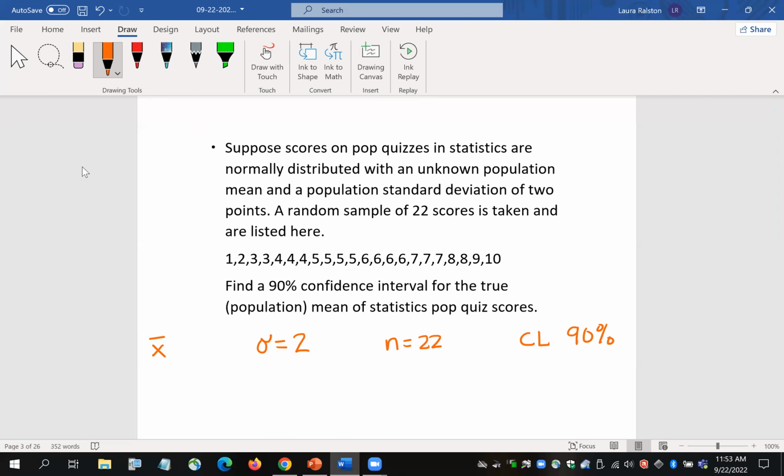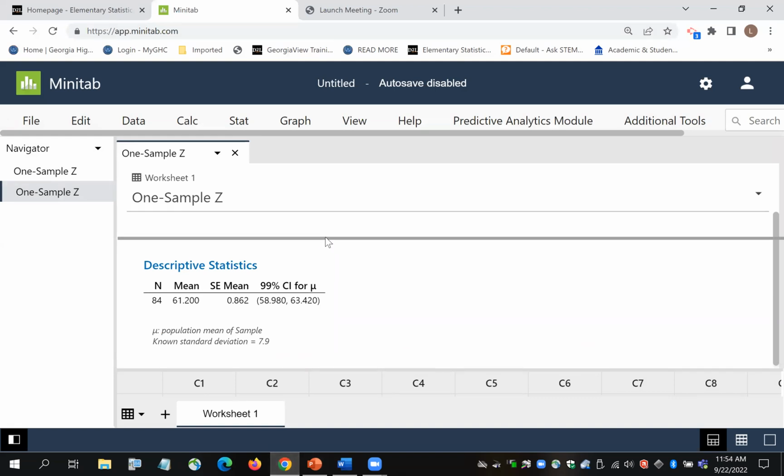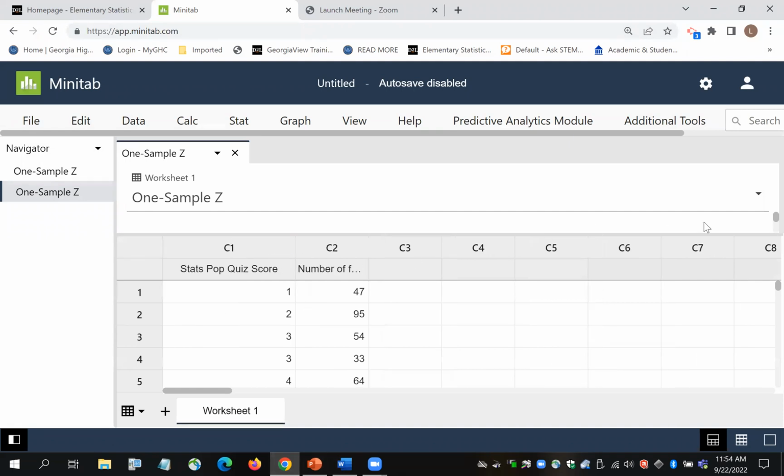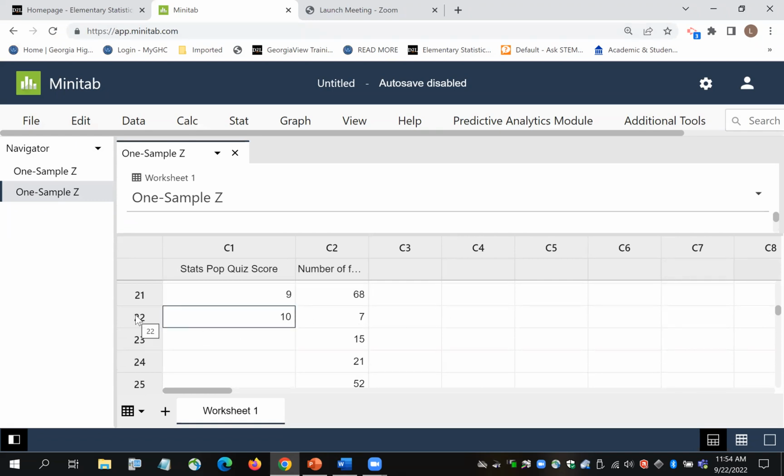So the process or the calculation is virtually the same. We change the command in Minitab just a little bit because we have the raw data. So I take this list of 22 numbers and enter it into Minitab, which I did before we started class so that I wouldn't have to sit here and write them down and type. So this first column are those 22 scores, and I can scroll down and see that my last value is on row 22, so I know I've entered 22 values.